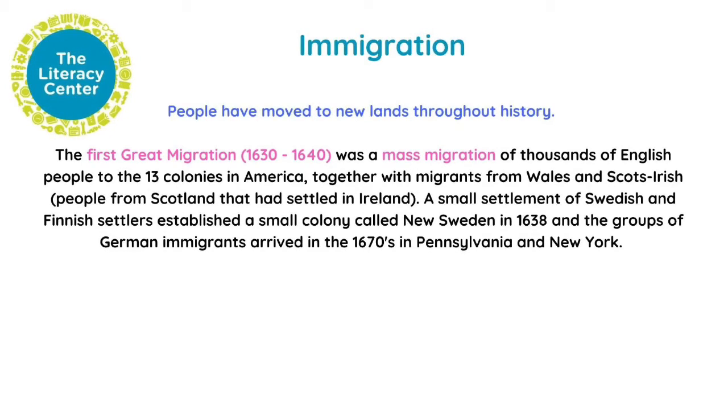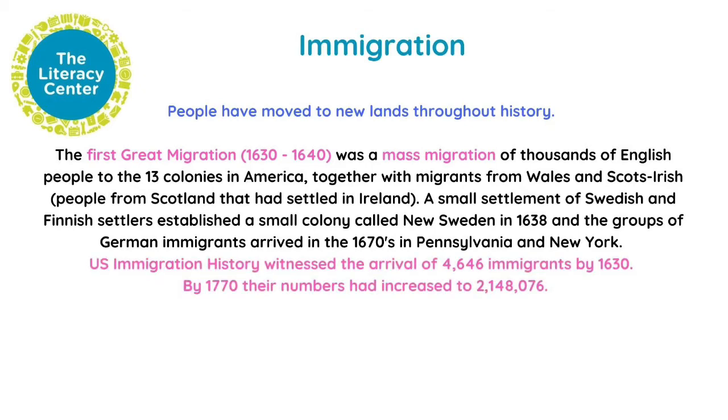The first great migration, 1630 to 1640, was a mass migration of thousands of English people to the 13 colonies of America. This was the very first great migration. They moved to the 13 colonies of America together with migrants from Wales and Scots Irish. Scots Irish were people from Scotland that had settled in Ireland. A small settlement of Swedish and Finnish settlers established a small colony called New Sweden in 1638, and groups of German immigrants arrived in the 1670s in Pennsylvania and New York.